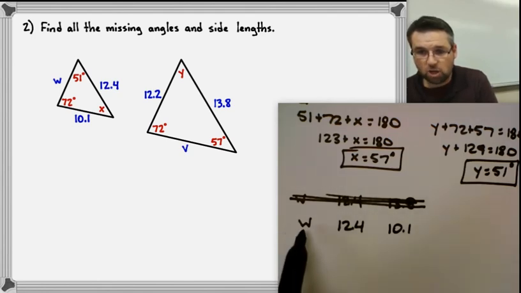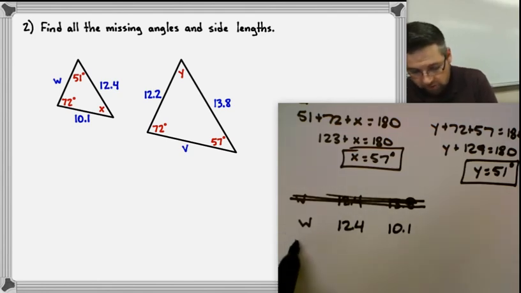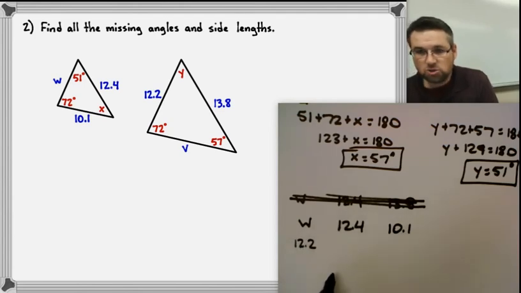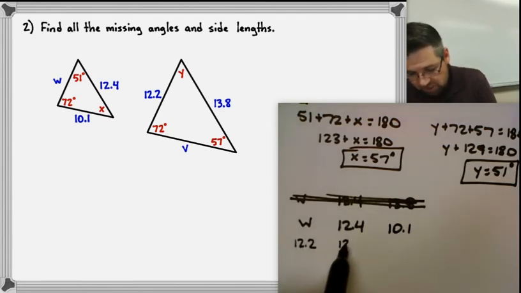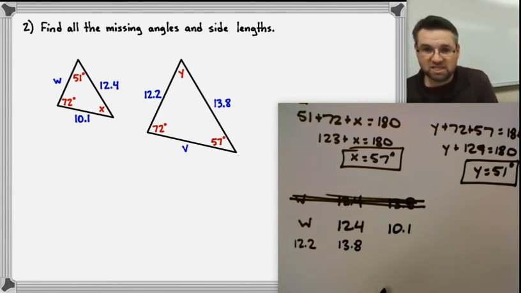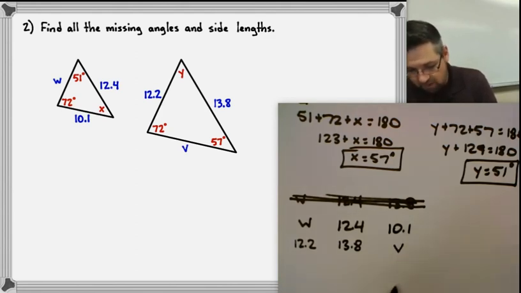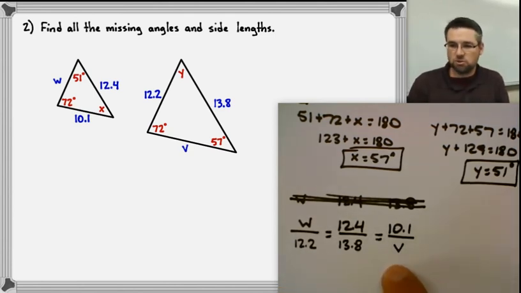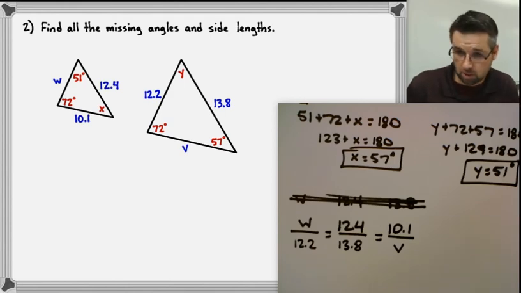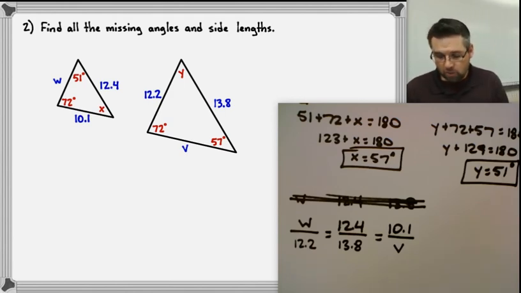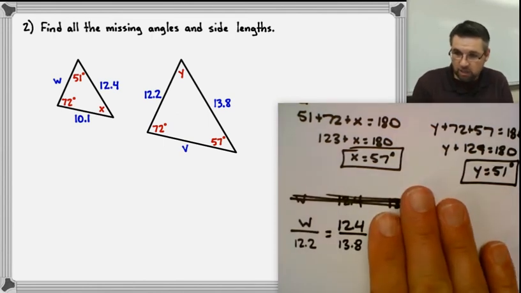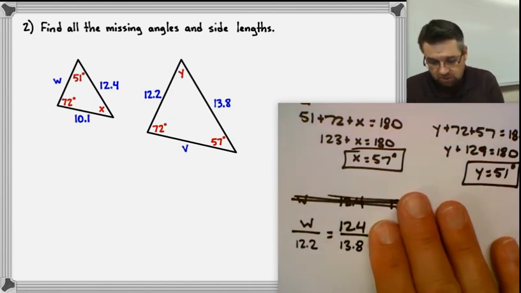So what goes with the W? The 12.2 goes with the W. What goes with the 12.4? Well, that would be 13.8. And what goes with the 10.1? That would be V. So we put them over as a fraction, set them all equal to each other. We know that those are going to be equal to each other because the triangles are similar, right? So now we can ignore one of these expressions and solve the other one. So I'm going to go ahead and cover up this one, the V, and I'm going to just work with this.